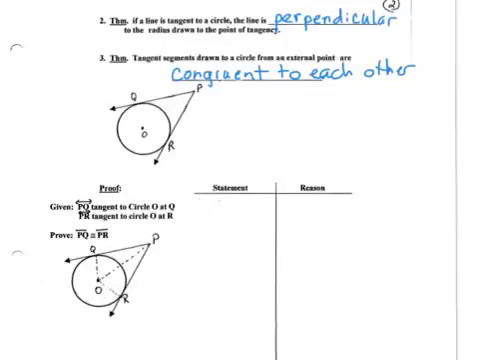So if you look at our diagram here, I have a point P, and from point P I have two tangents coming out, PQ and PR. This theorem says that PQ is going to be congruent to PR. And we're going to prove that in class together.